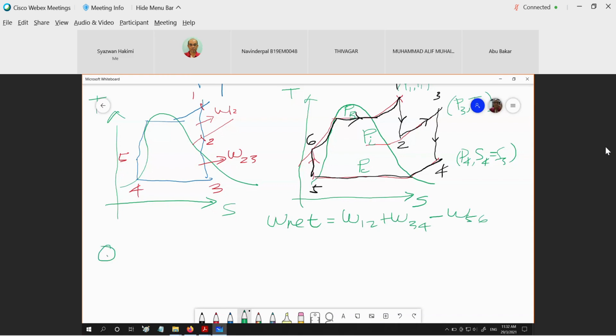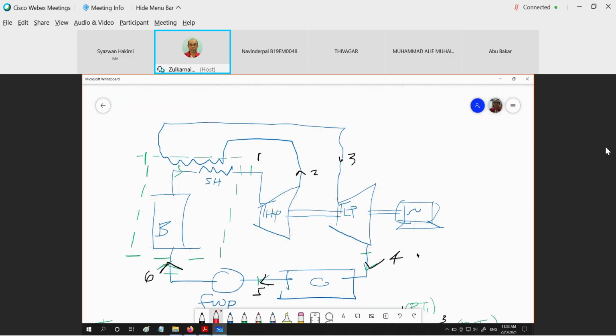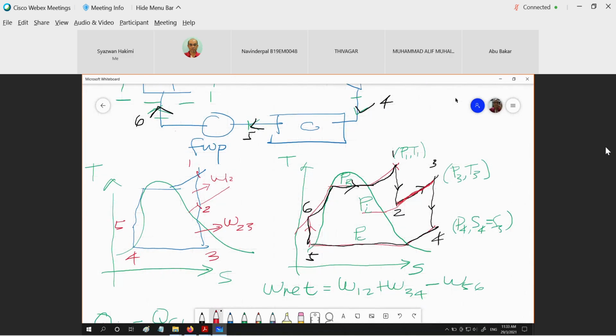How about our Q in? The Q in right now is Q61 plus Q23. Okay, this is also the Q in for the reheat. So if we look back at the schematic diagram, we can see that this green dotted line represents the heat supply. Boiler, superheater, reheat. So from 6 to 1, and then from 2 to 3. Okay, 6 to 1 is the boiler heat supply, and then reheat is 2 to 3.